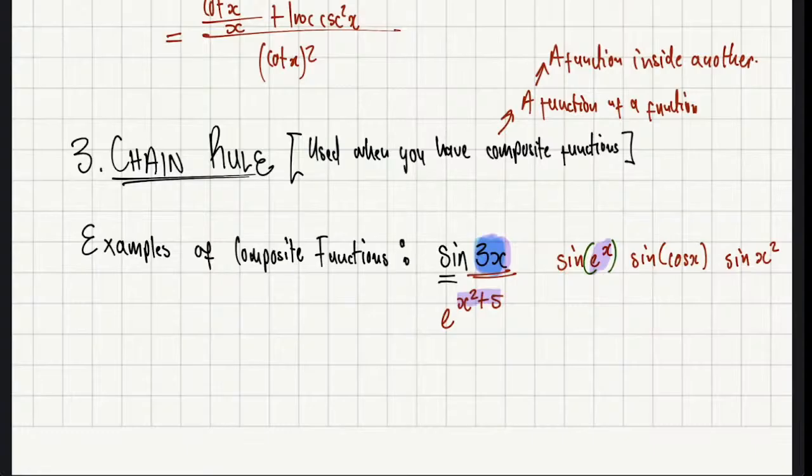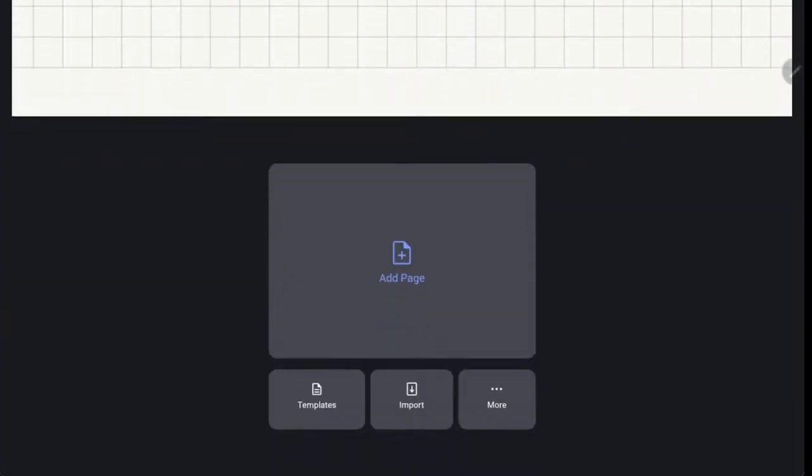That makes it composite. So the biggest thing you can do, a sign that you are mastering differentiation, is you can see composite functions. They will be there everywhere. And I need to show you how we differentiate them. Let me give you one last one.